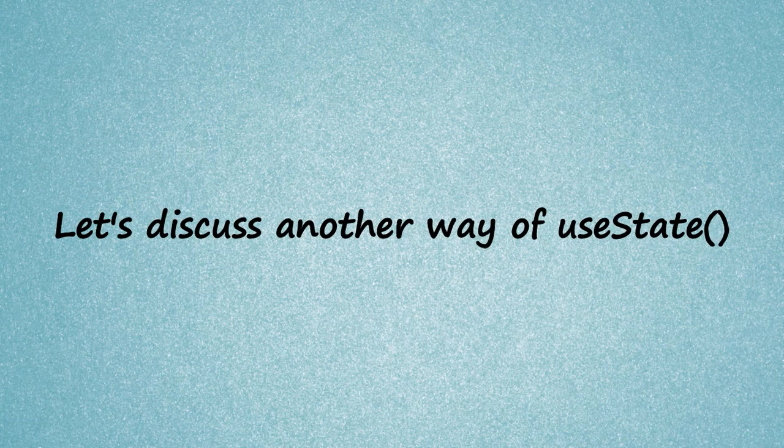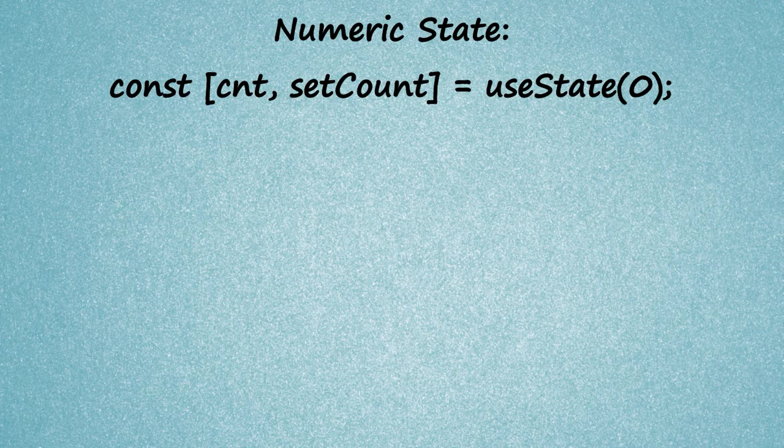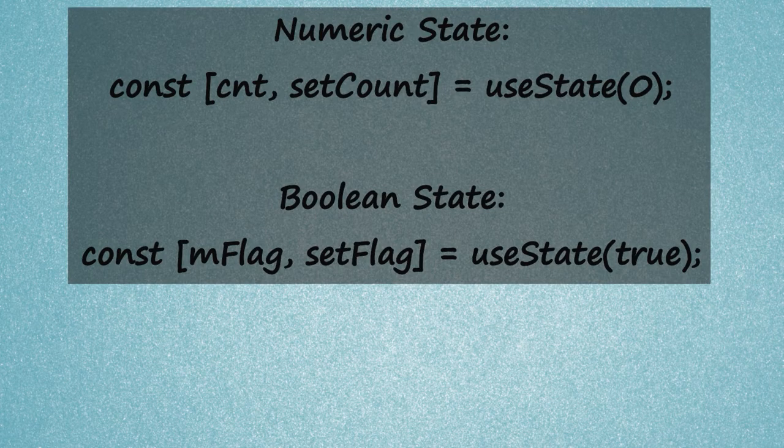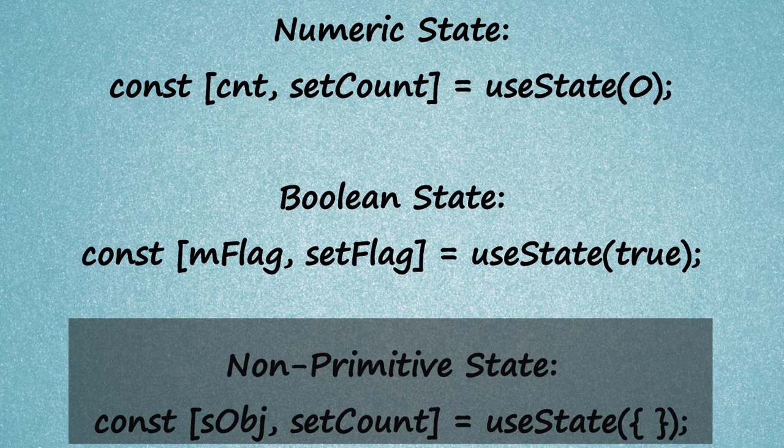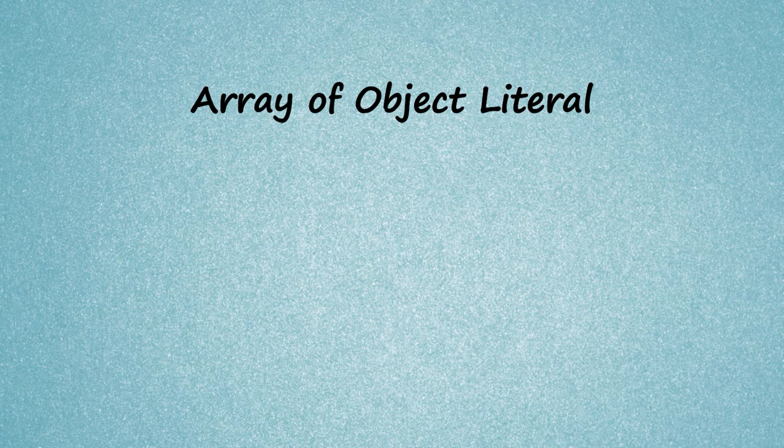Hi everyone. In this section, I am discussing another way of using useState. So far we have seen primitive values like number or boolean, or even an object which can be part of a state, that is the useState method. Now I am going to show you an array of object literals. So it is an array and object as well.